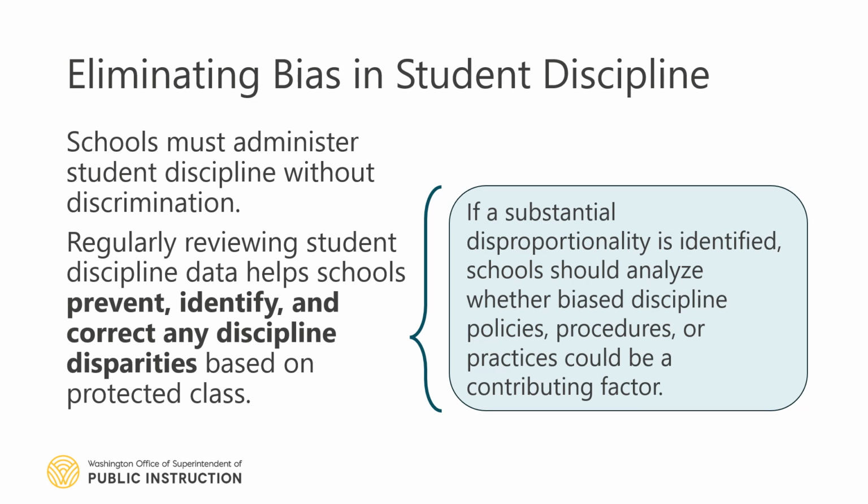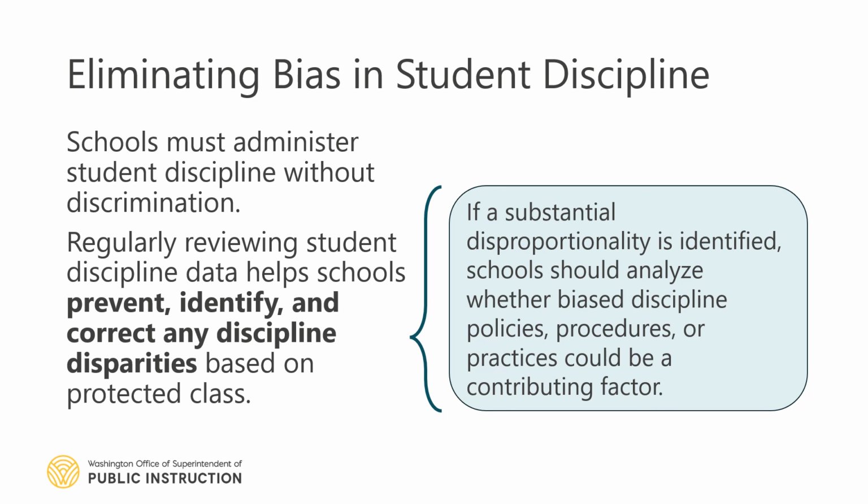Finally, let's discuss student discipline. Washington law requires schools to administer student discipline without discrimination based on protected class. However, we are all aware that across the nation, and also here in Washington, data shows that schools tend to discipline students in certain groups more than others. For example, students with disabilities and students of color are suspended and expelled more frequently than their peers. These trends raise concerns about equal educational opportunities.